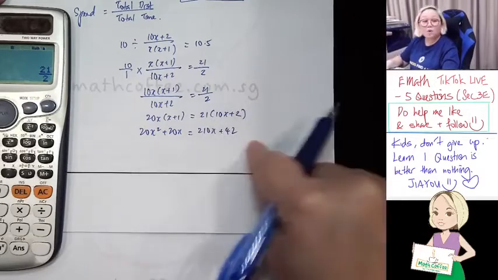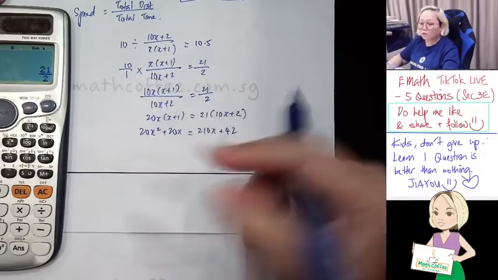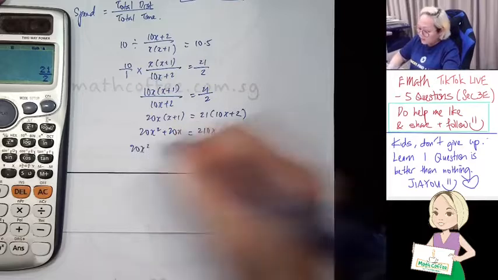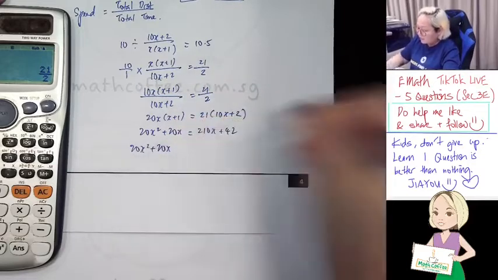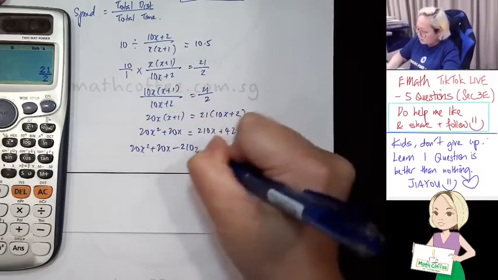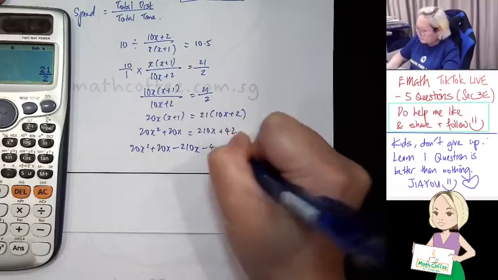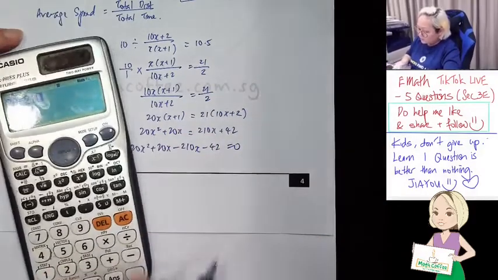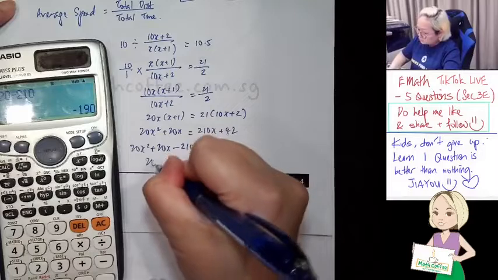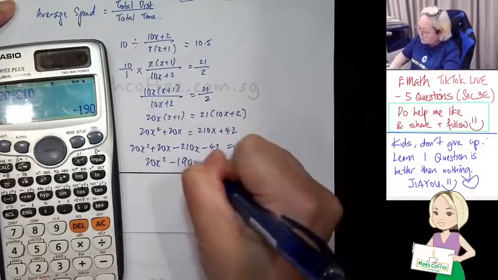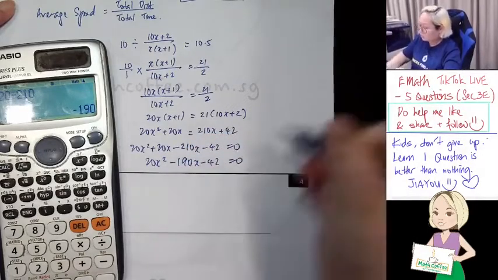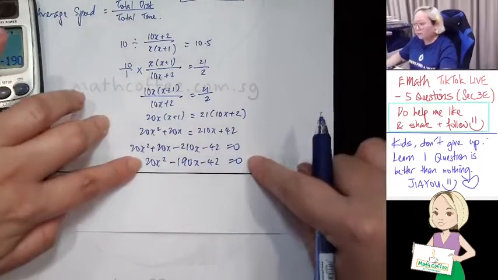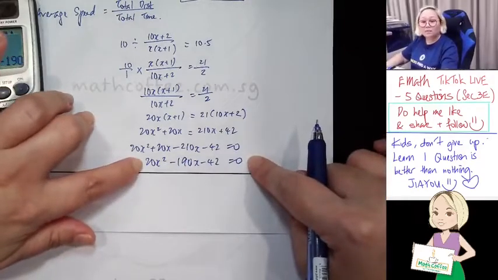Because it's a quadratic equation, throw everything to the left hand side. So 20x squared plus 20x minus 210x minus 42 equals to 0. So 20 minus 210 is minus 190. So 20x squared minus 190x minus 42 equals to 0. And take note that this equation can still simplify.